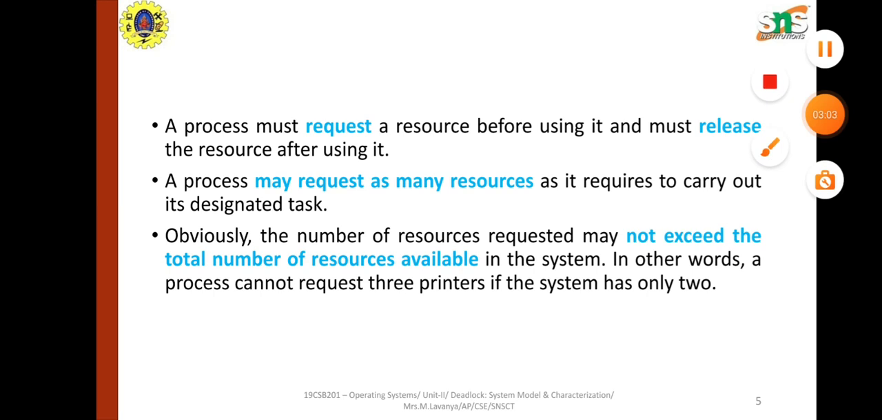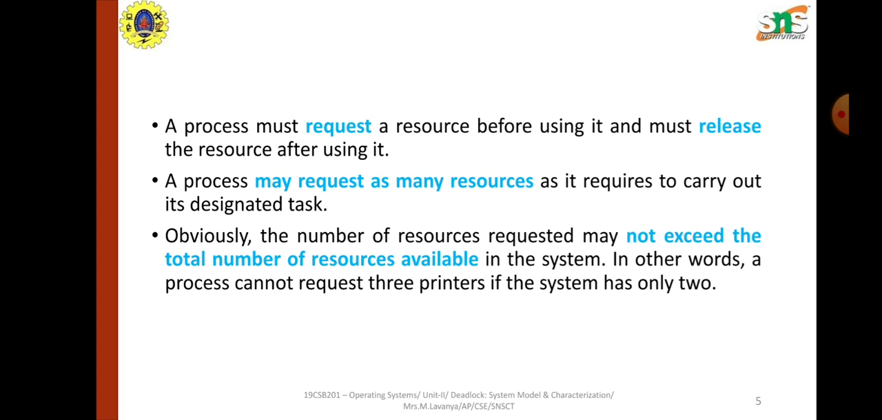That is given here. A process must request the resource before using it, and after using the resource it must release it. The process may request many resources as it requires for completing the task. It is not mandatory that a process requests only one resource; it might request more than one resource. That is based on the work assigned to the process, and the request raised by the process will vary accordingly.